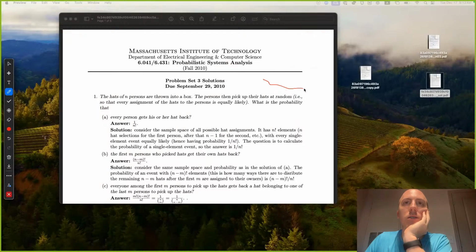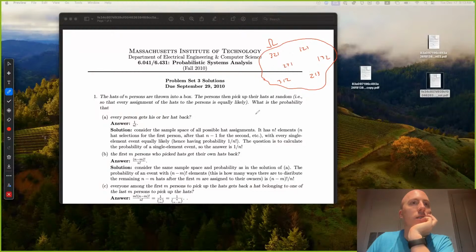So the sample space of all possible hat assignments is 3 2 1, 1 2 3, 2 3 1, 2 1 3, 1 3 2, 3 1 2. It has n factorial elements, because how many elements are in here? Well, they're all of this form.